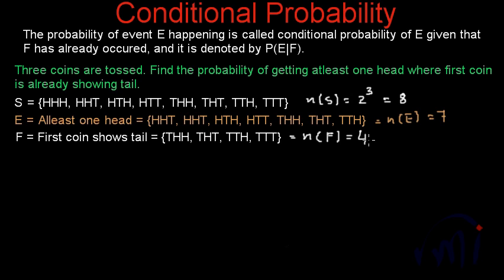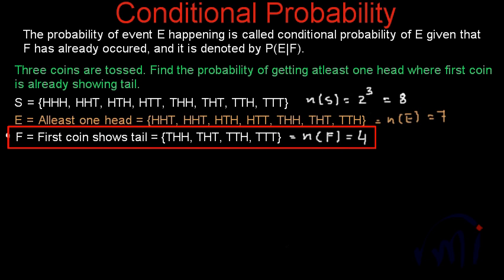But what do we have to find? We have to find the probability of getting at least one head where the first coin is already showing tail. So this is the conditional probability, and the condition is that the first coin is already showing tail. So the solution space, or the sample space, shifts to this set. This is the set which becomes our new solution space, because it shows all the possible outcomes where our first coin is already showing tail. So set F will be our new solution space.